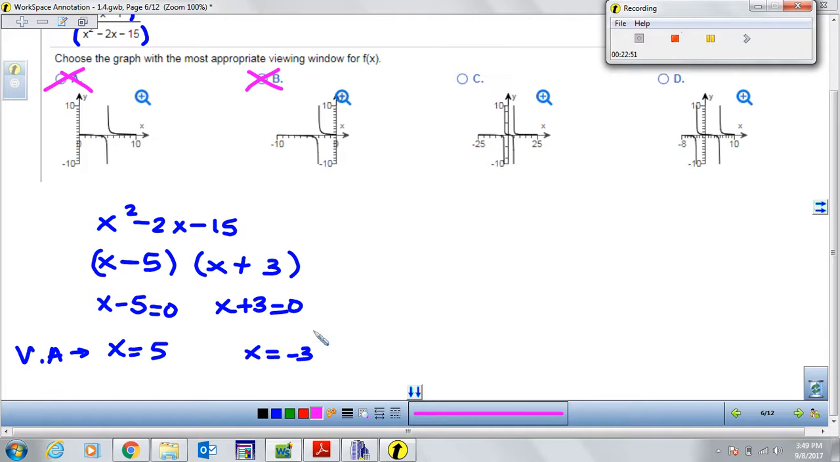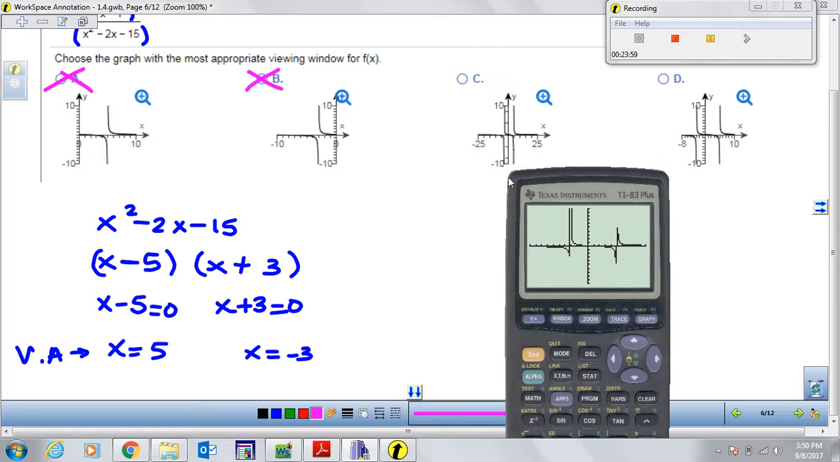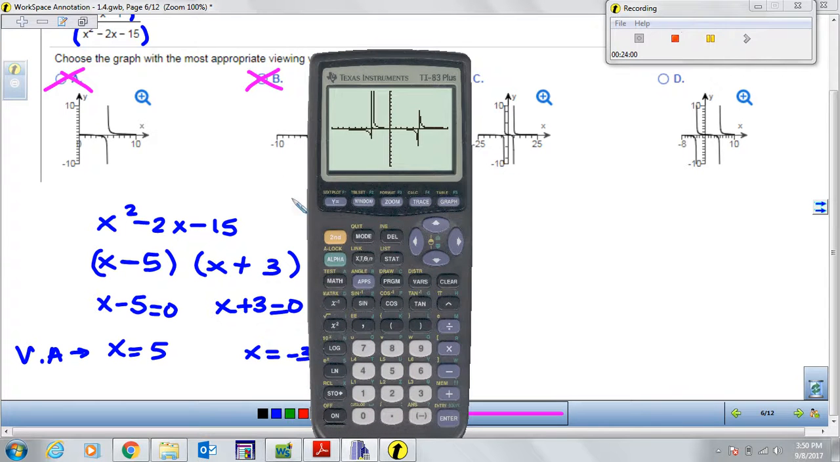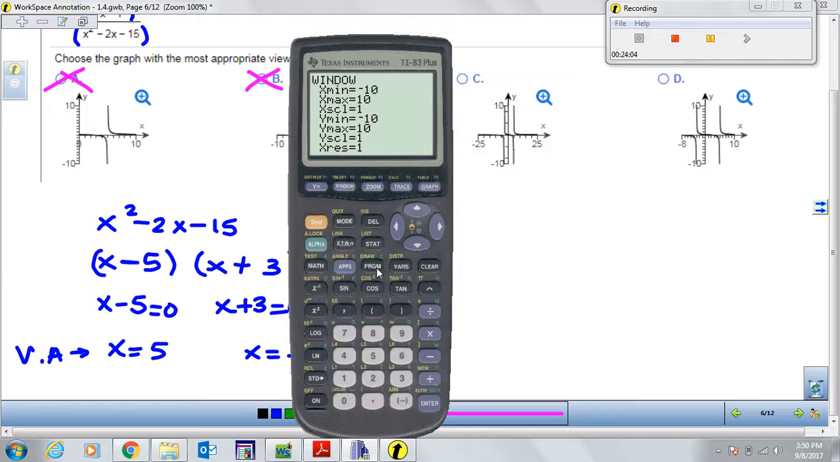But let's see once on the calculator which one would be the best viewing window. I'm going to try the first one, okay? So the x-axis goes from negative 25 to 25. Now the thing is, what is the scale here? It's not going 1 by 1, it's going by 5. So here, x scale, you put 5.